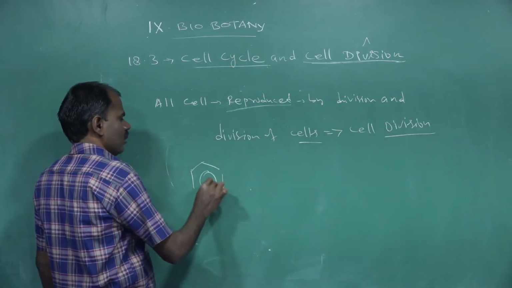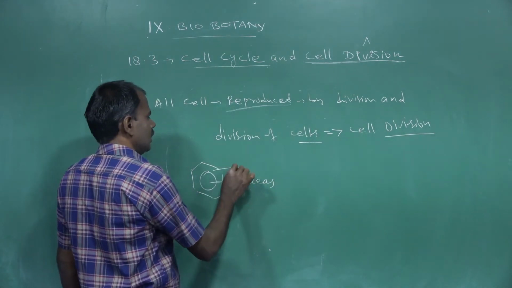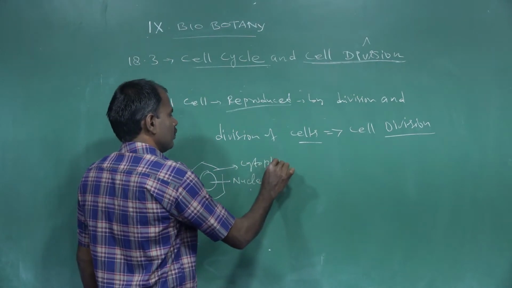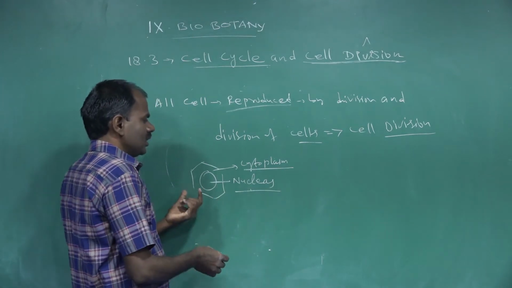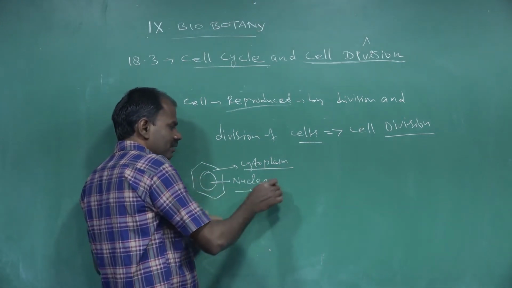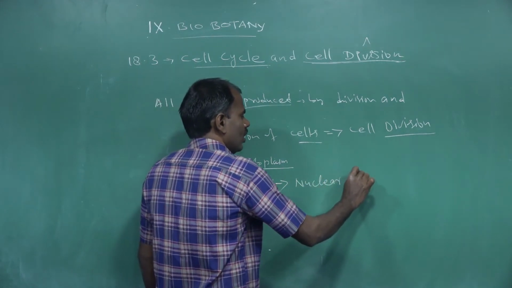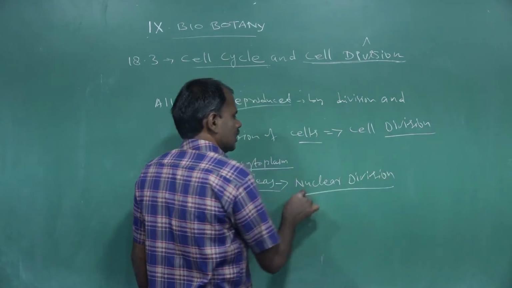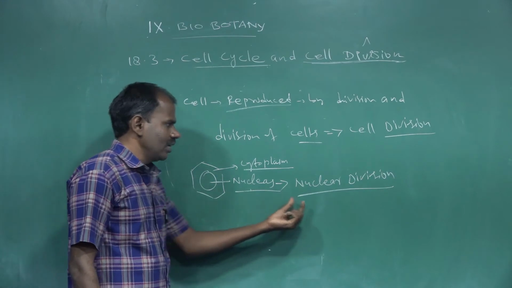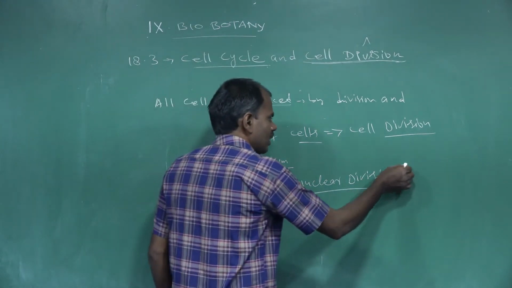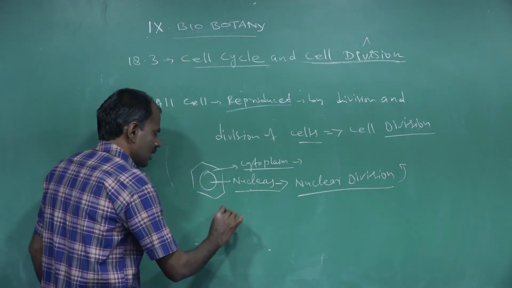The central part of the cell is called the nucleus. This region is called the cytoplasm. When a cell divides, first the nuclear division occurs in the nucleus. That division is called nuclear division, and it is followed by cytokinesis, which is cytoplasmic division.